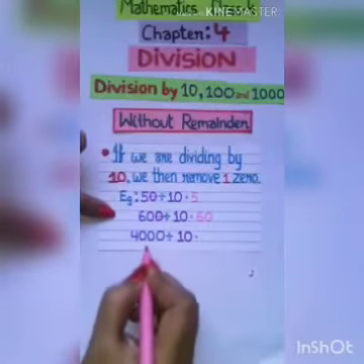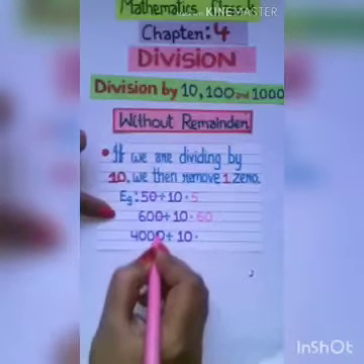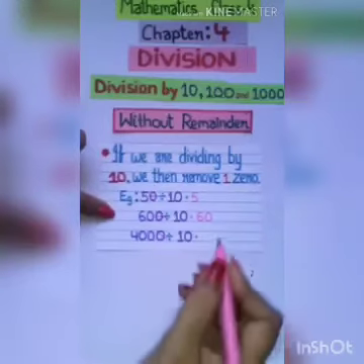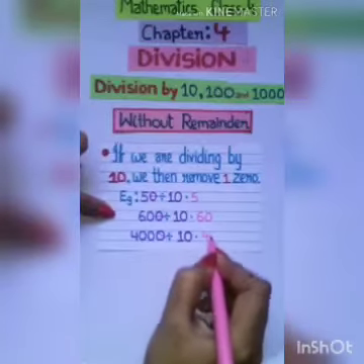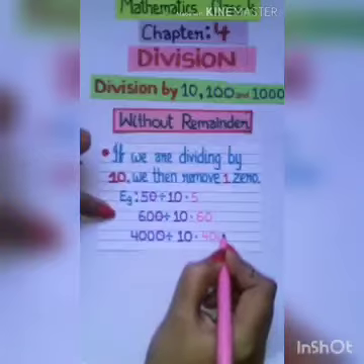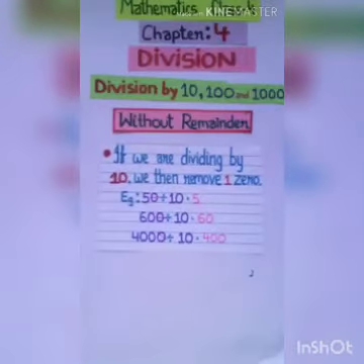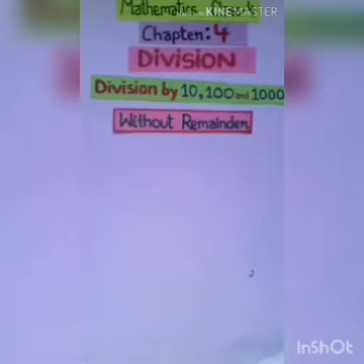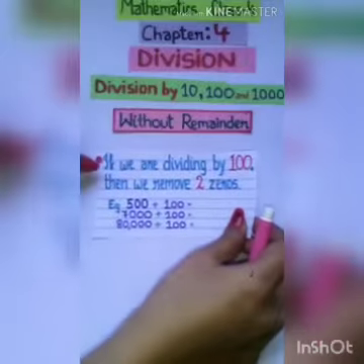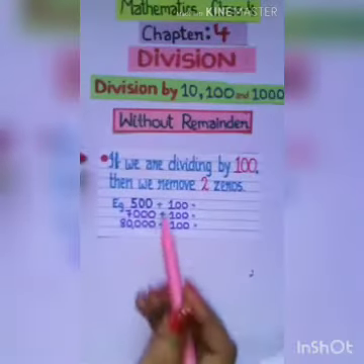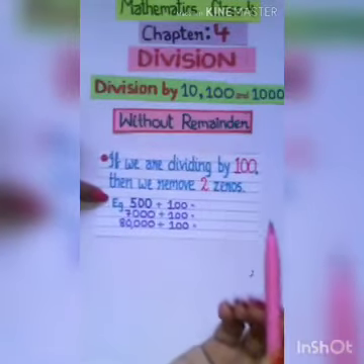And from 4000, if we remove one 0, then we are left with 400. So this was an example of dividing numbers by 10. Next, if we are dividing by 100, then we will remove 2 zeros.